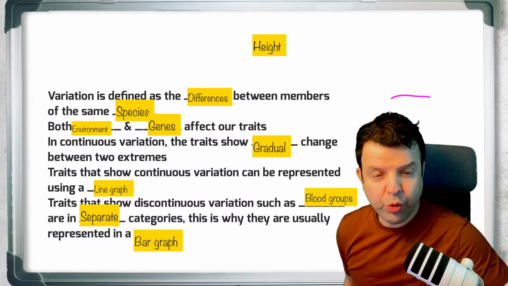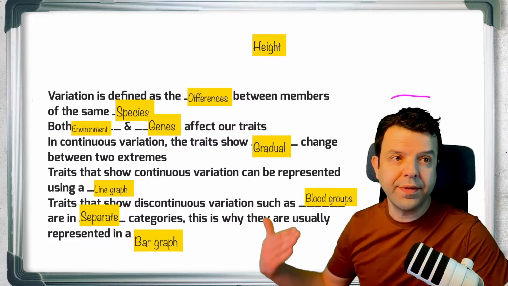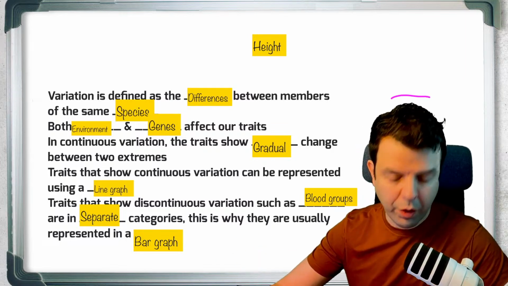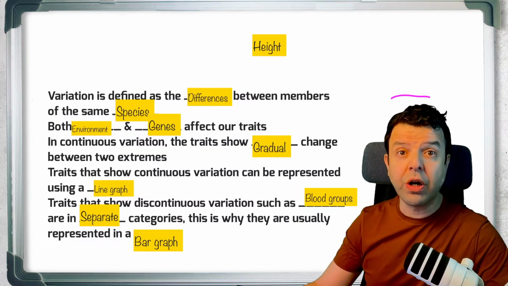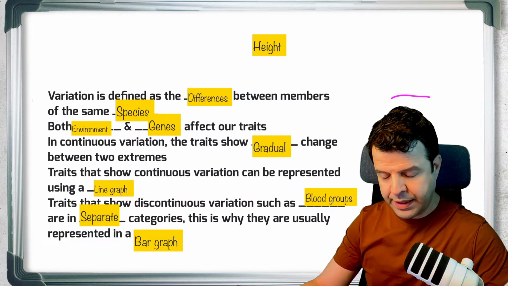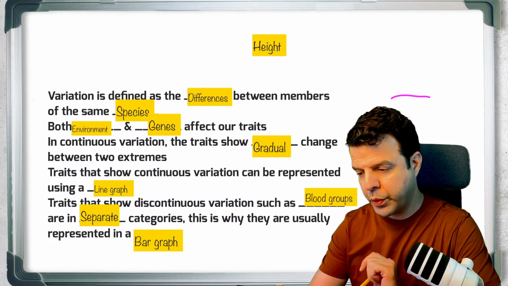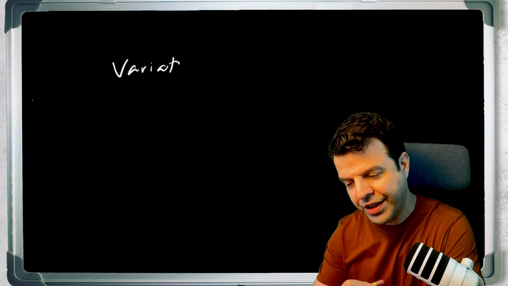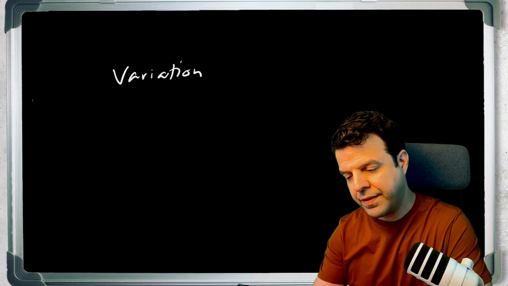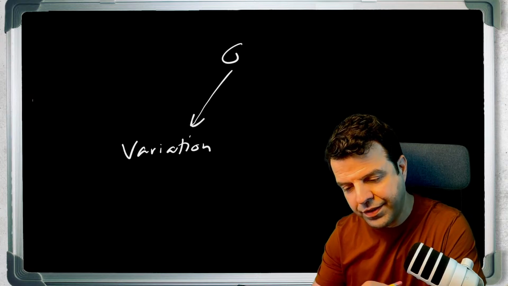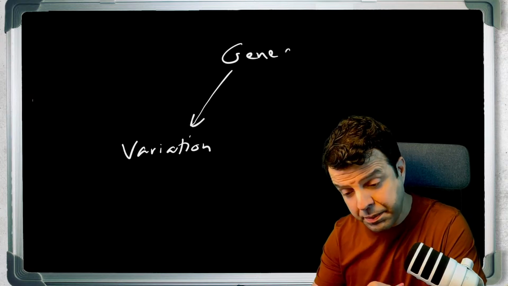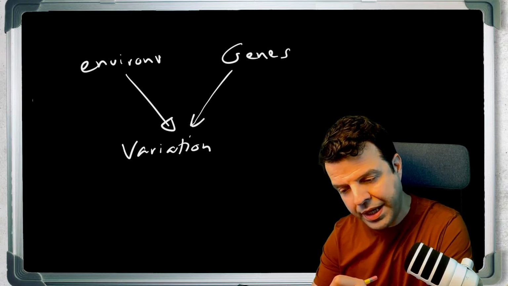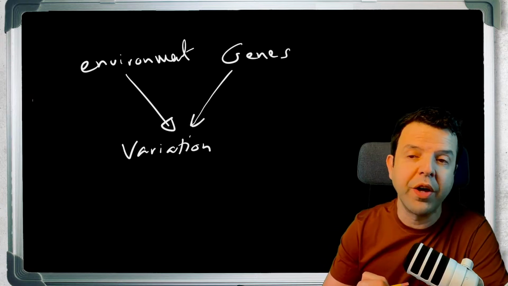Now, I just want to show you what increases or decreases variation. We're going to look at one of the major causes of variation. We said initially that there is variation, and that there are the genes, and in many cases the environment. Many features are also influenced by your environment.